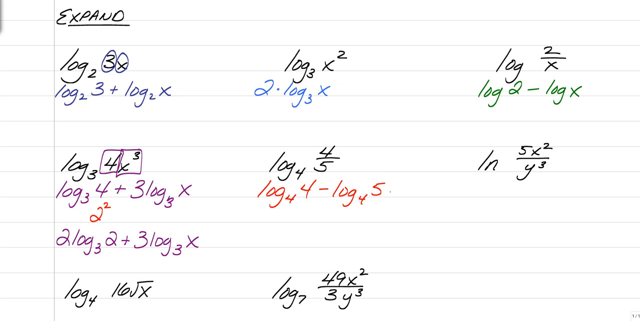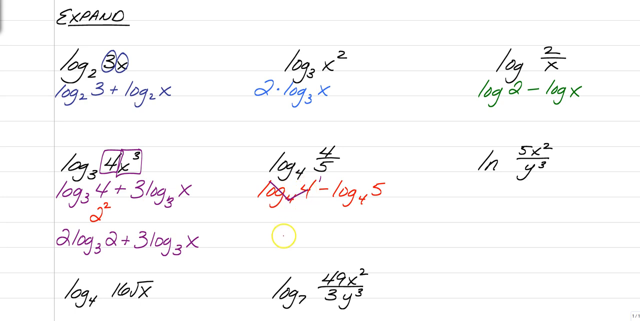Now I know what you're thinking. We could change that 4 to a base of 2. However, I want you to notice even more importantly, log base 4 of 4 are inverses. That's going to cancel it out, and you're left with just the exponent. So whenever you can simplify this down to a number, you must do so.